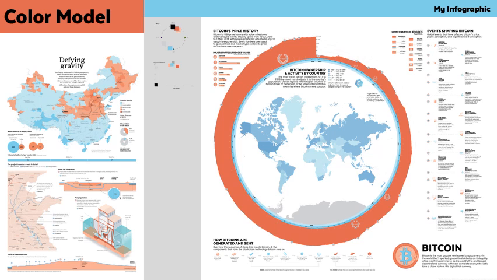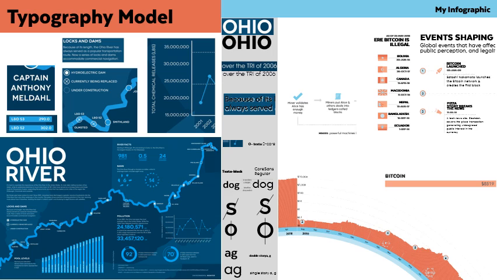Defying Gravity uses a complementary color palette with the use of red and blue, which are found on the opposite ends of the color spectrum on a color wheel, and I have emulated that same complementary color tone throughout my infographic. The text model I'm emulating is the Ohio River infographic.